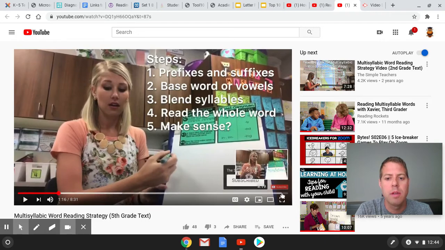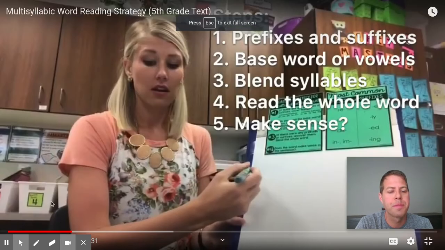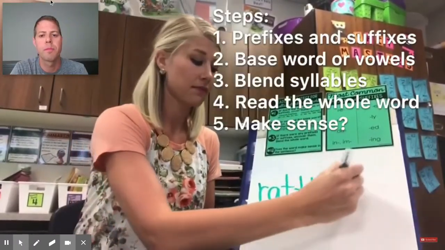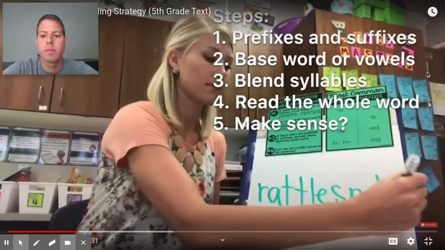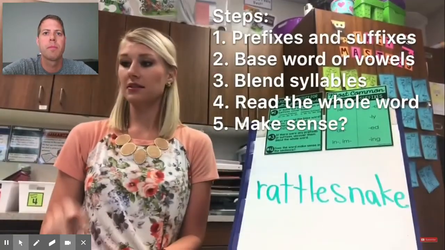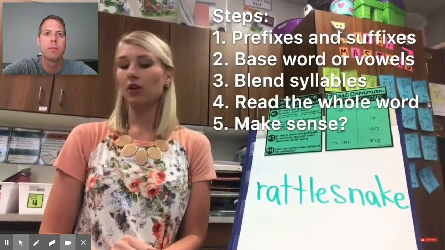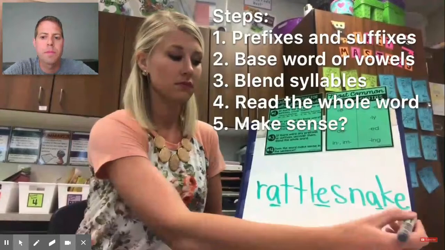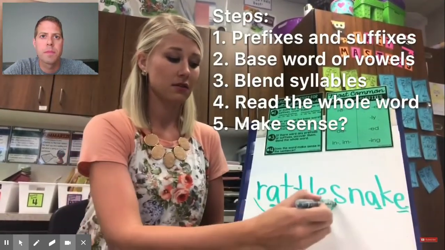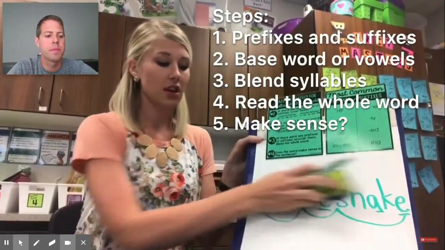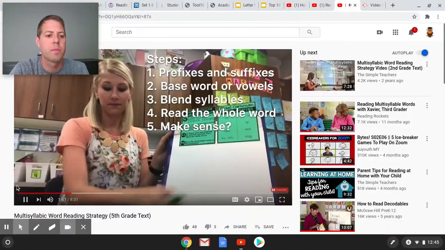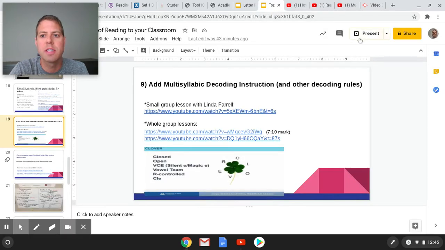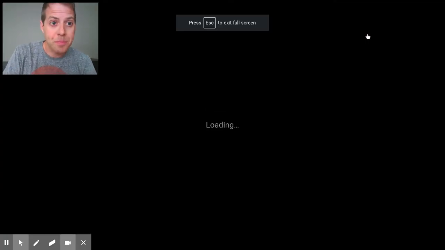Here's another one. I'll show you. You might know the word in your head. Don't shout out. Prefix or suffix? No. So find the vowel. Okay, vowel sound. Okay, Glenn. Rattlesnake. Great job. Rattlesnake. So you can see all the different variations of what you can do with that.